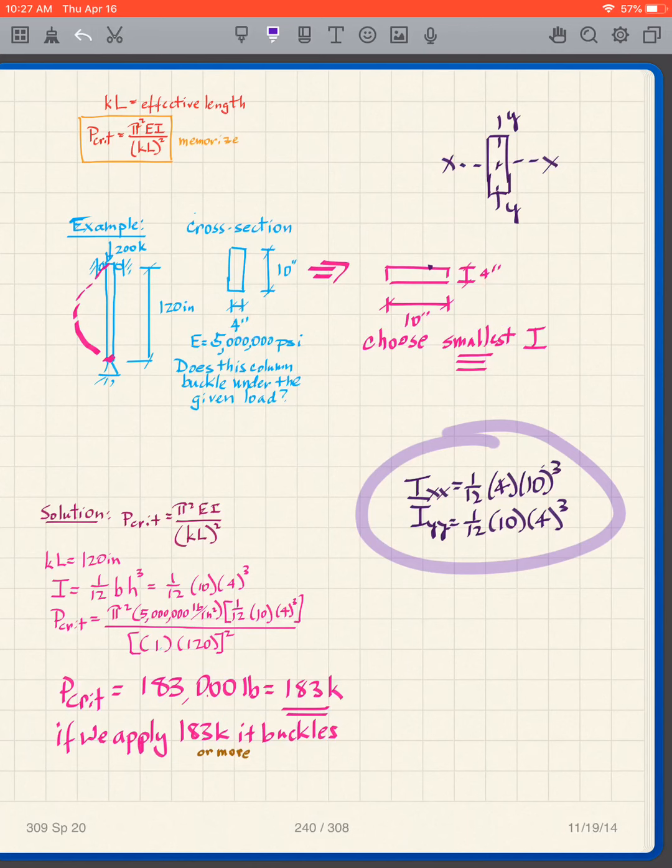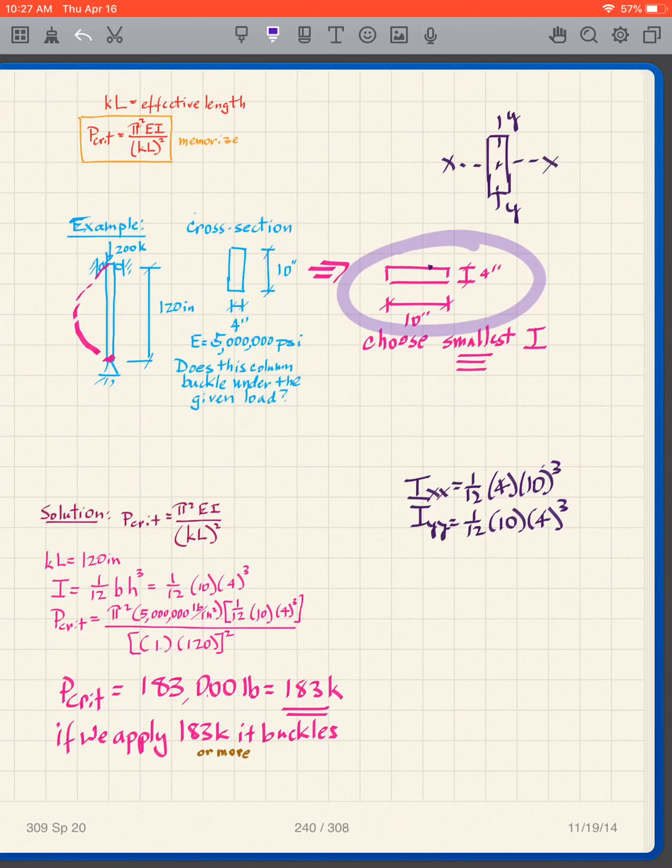They're both 1/12 bh cubed. But if I'm looking at this one, it's 1/12 times 4 times 10 cubed. If I'm looking at this one, I'll see 1/12 times 10 times 4 cubed. Well, which is the smallest of those? Well, the smallest one is for this case. I think that's obvious because here we have 10 cubed, and here we have 4 cubed. The 4 cubed is going to be much smaller than the 10 cubed.